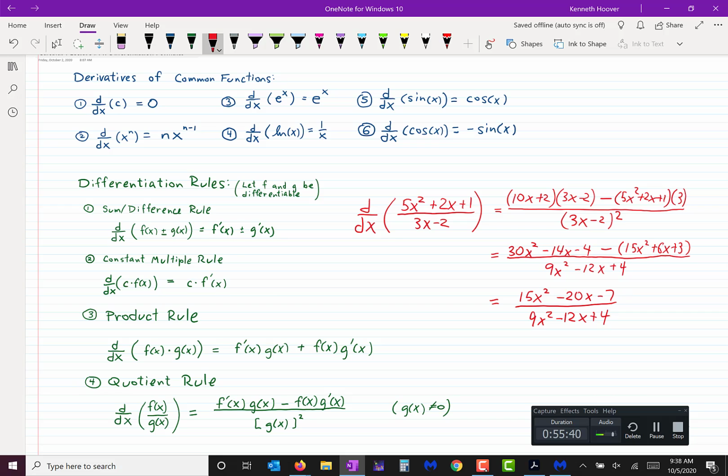And you can use these shortcuts on your homeworks now. Okay, unless it asks you to specifically use the limit definition, which the current homework assignment does. But on the next homework assignment, it'll just say find the derivatives, and it won't tell you how to do it, which means you can do it using these shortcuts. All right, that's it for today.